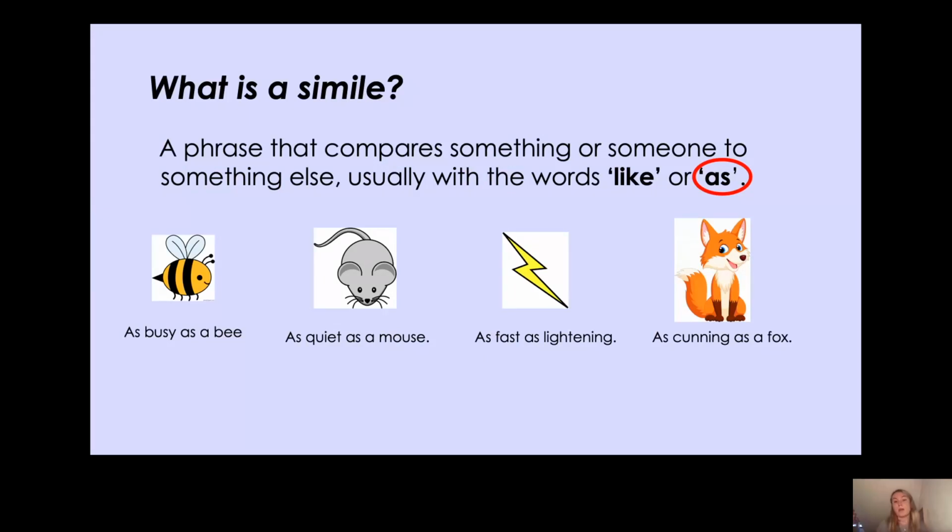But the one that we're going to be looking at today is writing similes that use the word as. Now we have some examples of these underneath, so let's have a little look. So in the first one, it says as busy as a bee, okay?